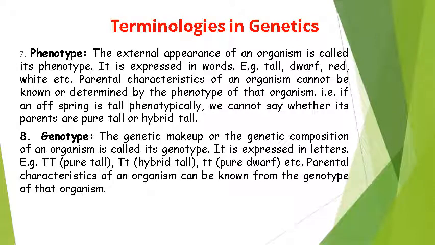Next very important terms are phenotype and genotype. Phenotype is basically the external appearance, or you can say those characters which can easily be observed by our eye. Like we can observe the color of eye, the height of any person or any plant, color of flowers. So these are some external appearances. The external appearance of an organism is called its phenotype. It is expressed in words like tall, dwarf, red, white, etc.